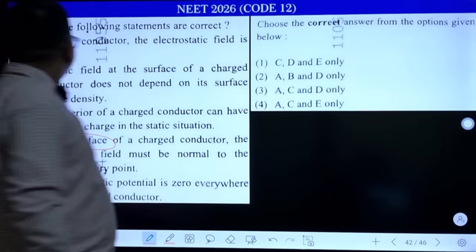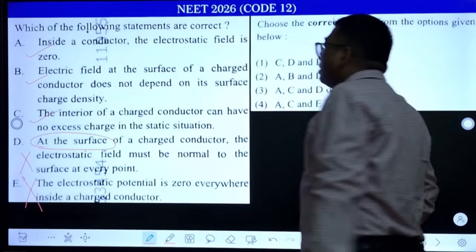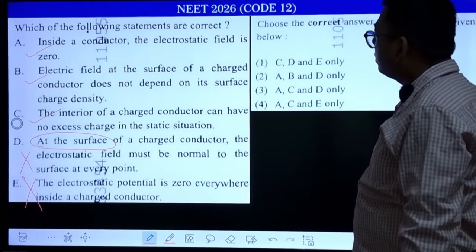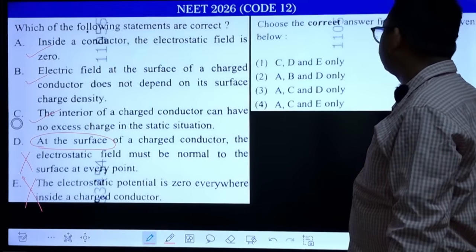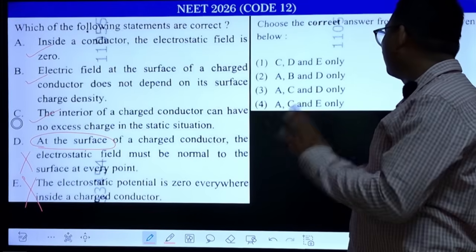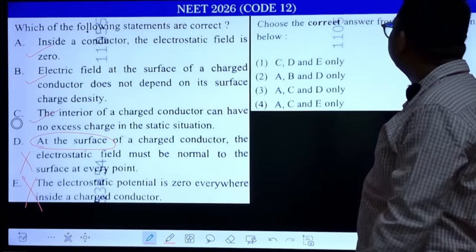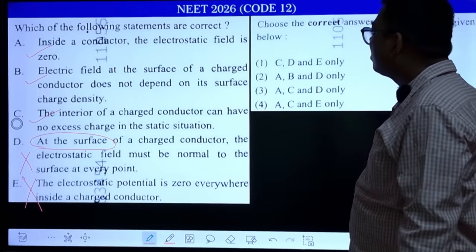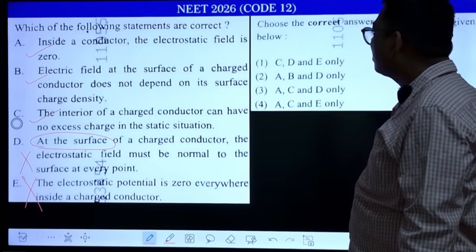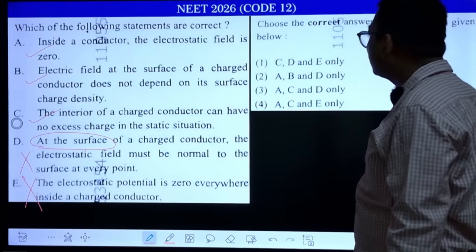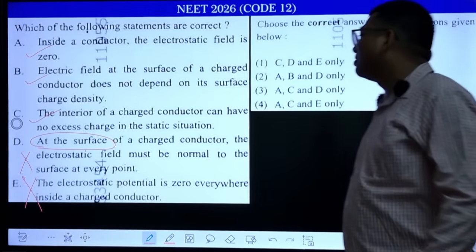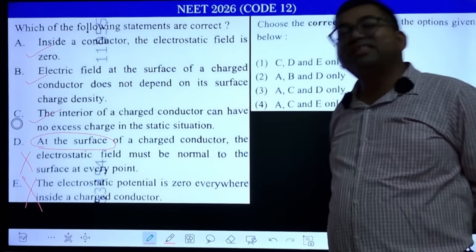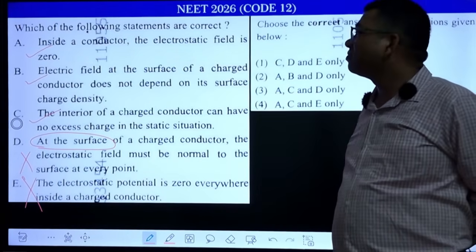Now let us choose. Inside A has to be correct. Correct answer, A. What are we getting? A, B, C. A, B, C is not there. Electric field at the surface of a charged conductor does not depend on surface charge density. At the surface and near the surface, "at the surface" is not defined at all.